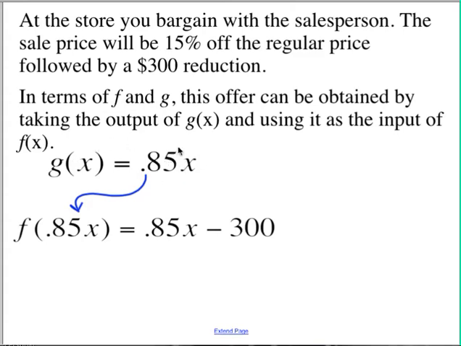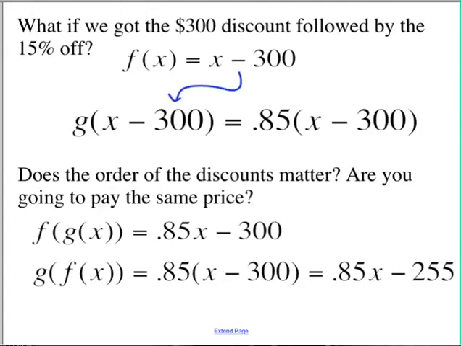So I'm going to do my 15% discount first, and then I'm going to plug that into my second function, which is then take the $300 discount. So now what would it look like if we flipped that and I took the $300 discount first and then the 15% off? Well, now I'm going to switch these around, do the x minus 300 first, plug that into the next function, and then you get 0.85 times x minus 300.